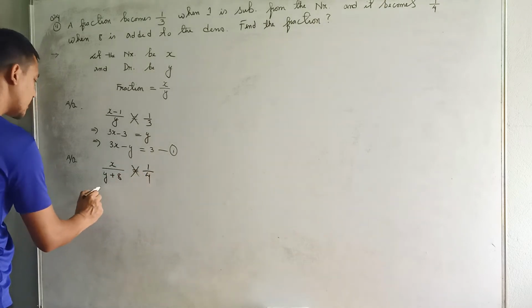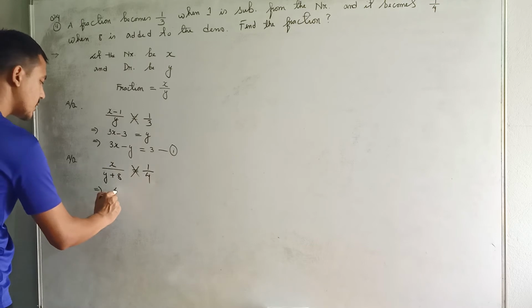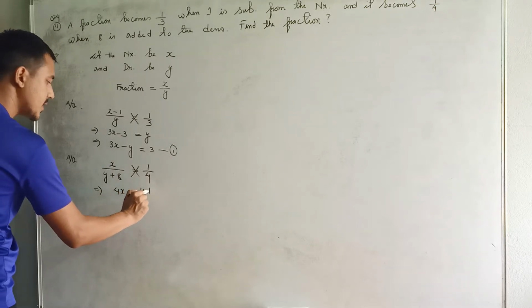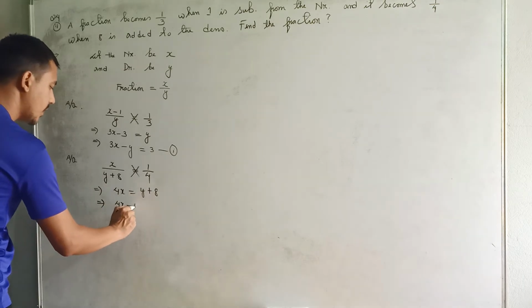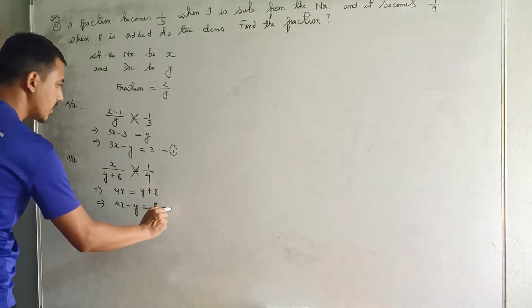So you cross multiply here. 4 times x, 4x is equal to y plus 8. So if you rearrange, 4x minus y is equal to 8.